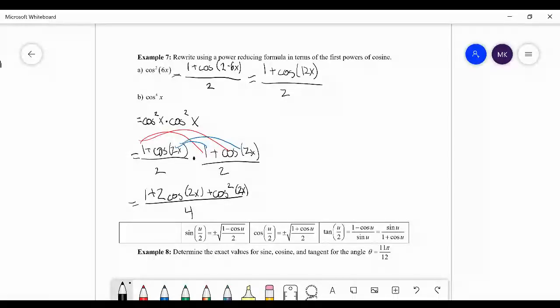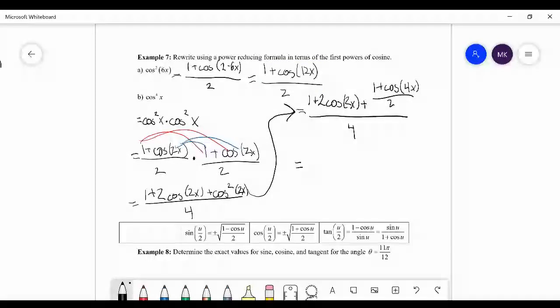So we're not done yet, because we have to write this in terms of the first powers of cosine. Almost there, but we've got to eliminate this last guy. And so bring it up here. 1 plus 2 cosine of 2x plus 1 plus cosine of 4x over 2, over 2, all over 4.